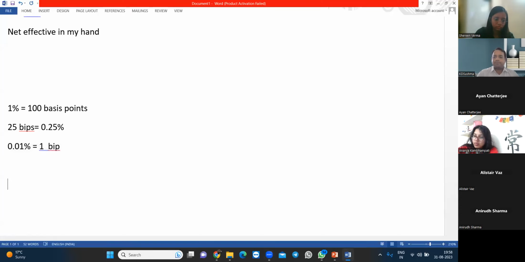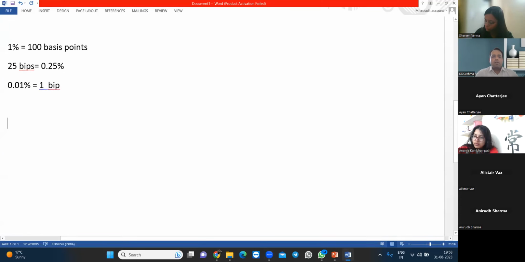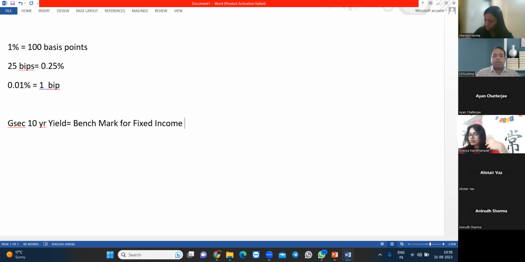I'll write it down for your benefit. GSEC 10-year yield. This is the benchmark for fixed income interest rate. Now, right now, this 10-year yield is somewhere around 7.16%. Somewhere around. This is a government bond.